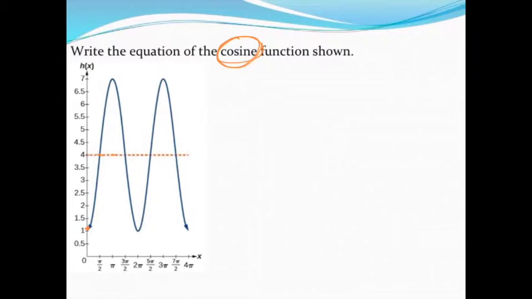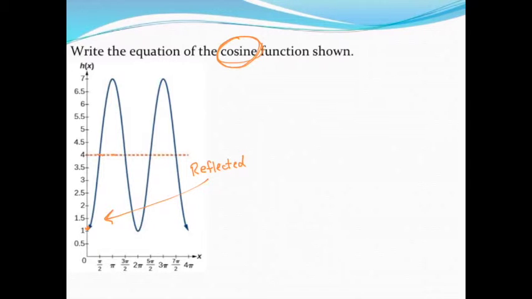One thing I'm noticing about this graph is that it's not starting from the midline, it's starting from the minimum value, which is an indication that this graph is not only a cosine, but it's also been reflected. Normally cosine starts from the high end and drops. This one starts from the low end and increases. So we have a reflected graph.